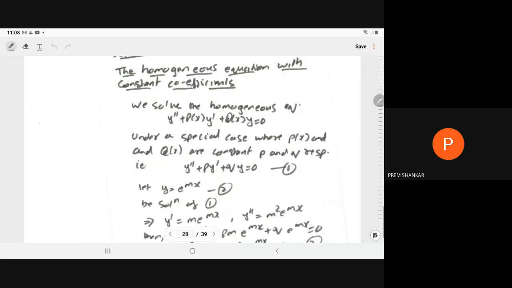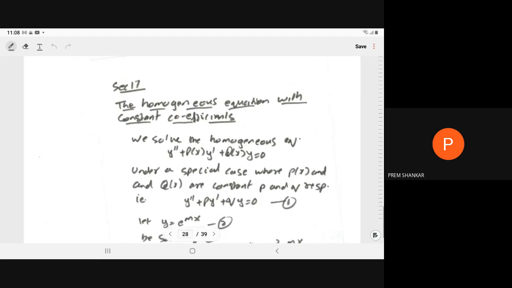Now, this section 16 is over. Now we have to move to the next section, section 17. It is the homogeneous equation with constant coefficient.